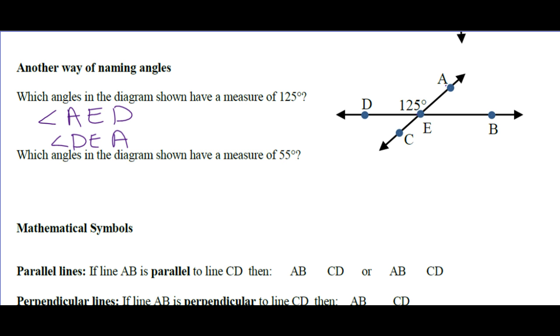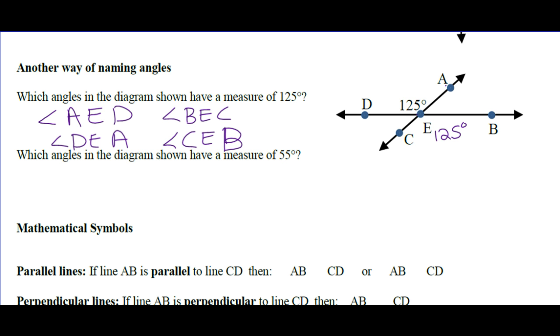Okay. What other angle is 125 degrees? So we know that vertically opposite angles are equal, right? So we know this angle, BEC. And how else could you name angle BEC? CEB. Yeah, so here's the idea, right? What's common to all of those angles? They all have an E in the middle, right? But when you just said angle E, I said, well, aren't there 4 angles making up E?